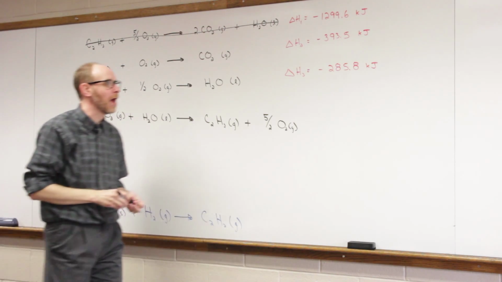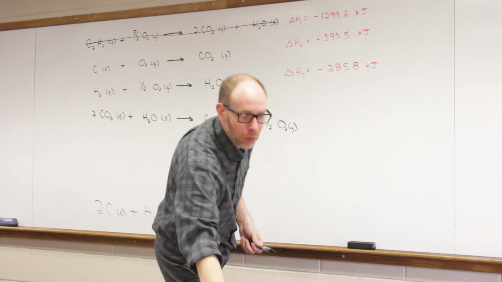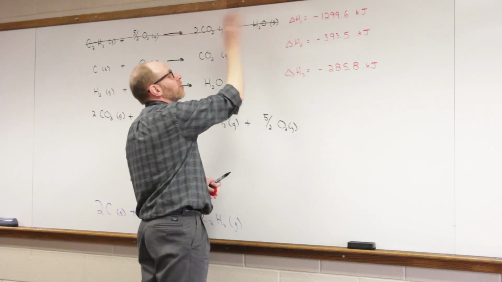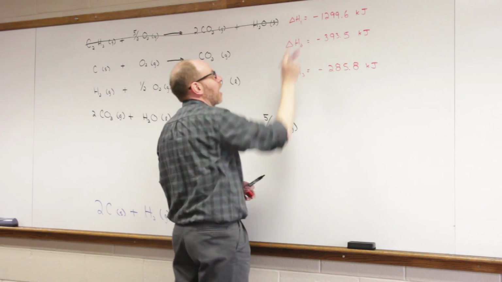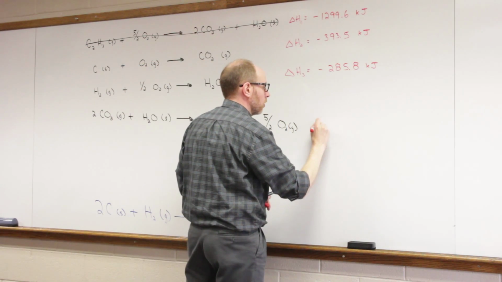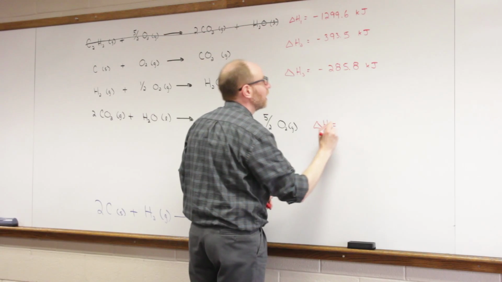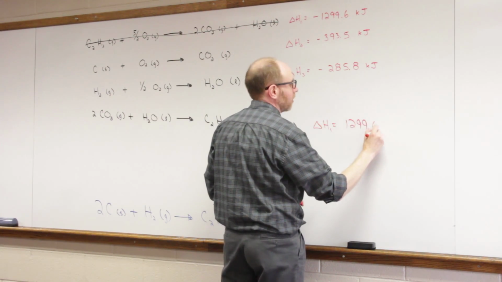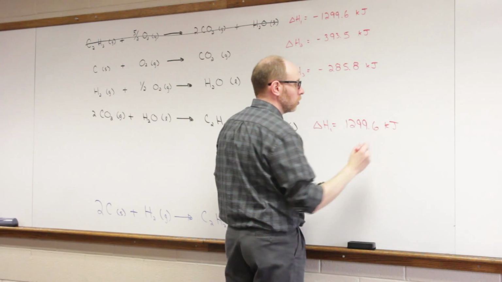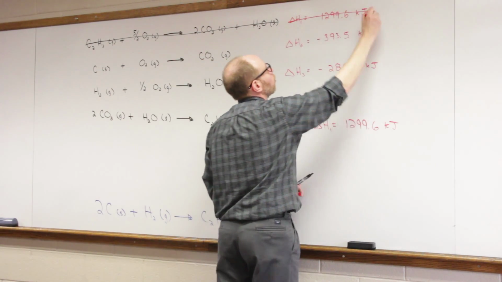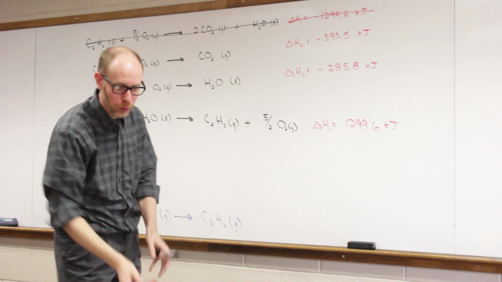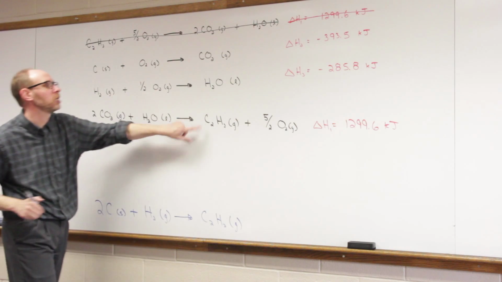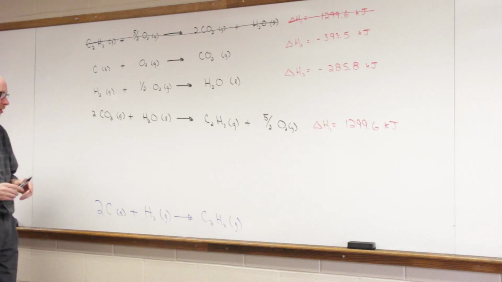Now remember, what happens to the enthalpy whenever we do that is that when we swap the equation around, the sign changes. So now our delta H1 is 1299.6 kilojoules instead of minus 1299.6 that we had originally written. So, taking care of C2H2. Let's look and see what's next.